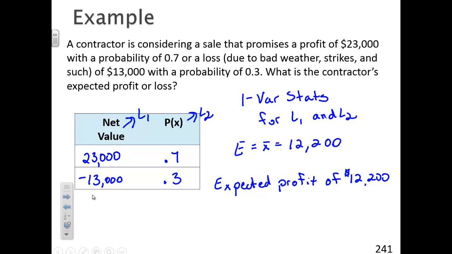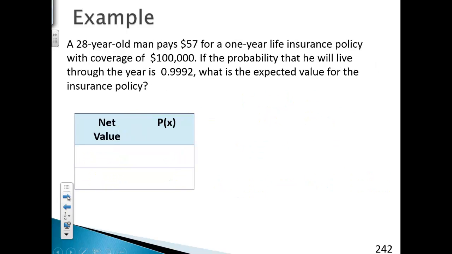We have one last example. A 28-year-old man pays $57 for a one-year life insurance policy with coverage of $100,000. If the probability that he will live through the year is 0.9992, what is the expected value for the insurance policy? Okay, so let's make the first row he lives and the second row he dies.